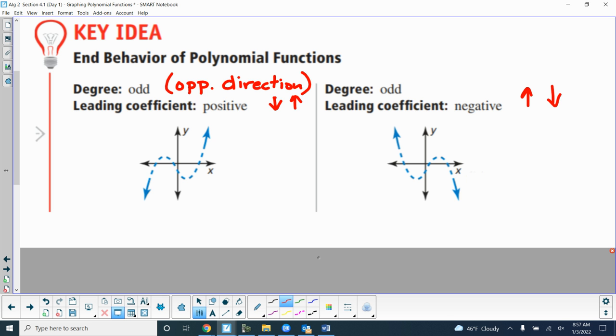Okay, so that's what's happening here. Far right was going up, far left's going down. Far left is going up, far right's going down. You can tell that by looking at the polynomial right off the bat when it's in standard form, looking at your first term. Look at the leading coefficient. That tells you what's happening at the far right. And then look at the degree. Odd, they're going opposite directions.